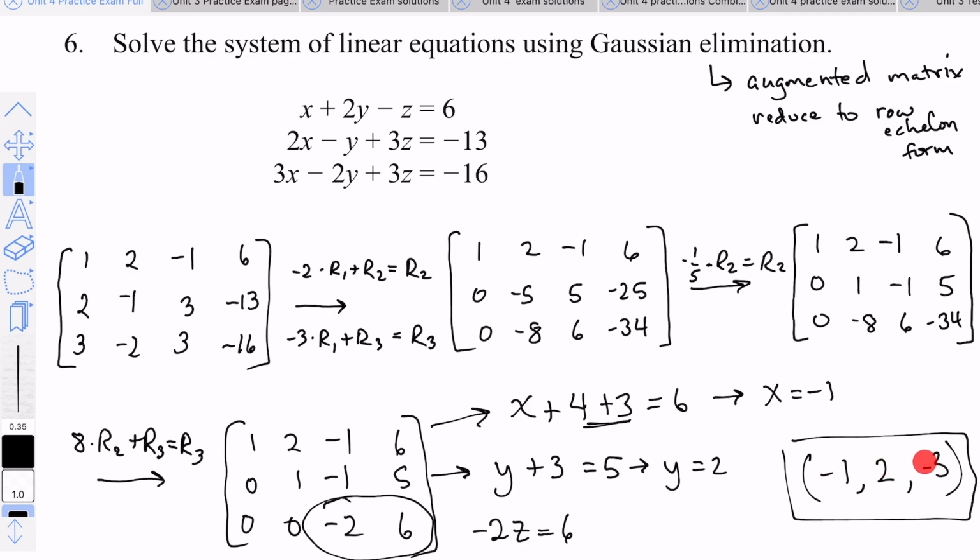I would recommend now that you check your answer, check your solution. It should satisfy all three equations. So if x is -1, we get -1 plus 4, which is 3. 3 minus -3, which is 3 plus 3, that equals 6. Here, 2 times -1 is -2. -2 subtract 2 is -4. -4 plus 3 times -3, so that's -9. -4 plus -9 is -13, checks out there. 3 times -1 is -3. Minus 2 times 2, that's 4, so we got -7. 3 times -3 is -9. -7 plus -9 is -16. Checks out in all three of the equations.